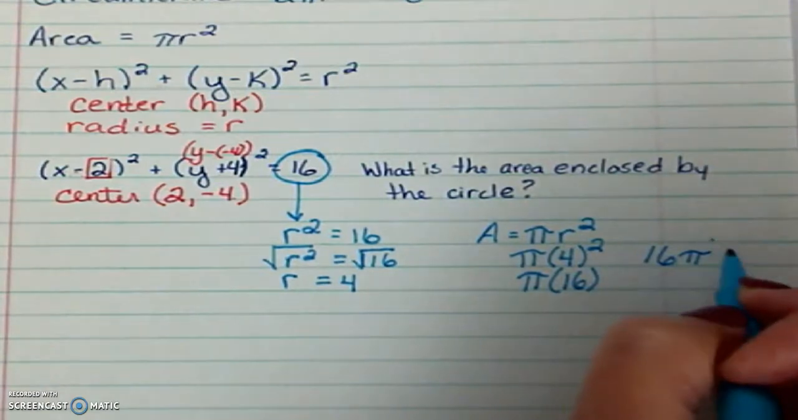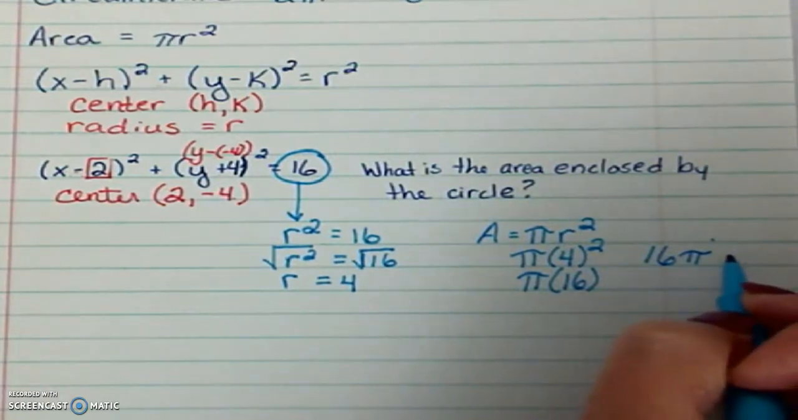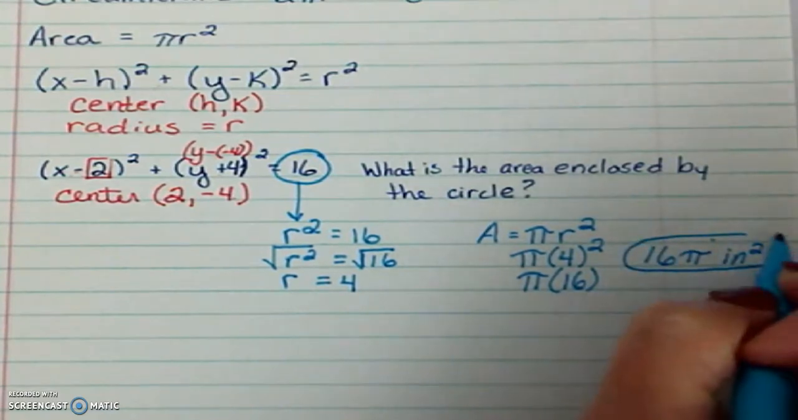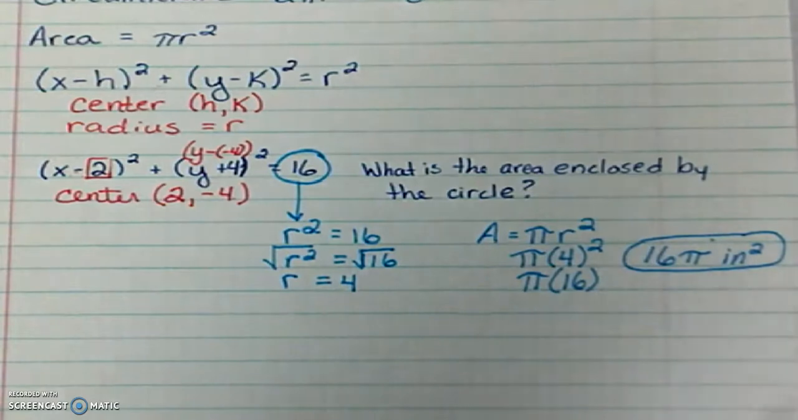And you would have square units. If I gave you units, say it was in inches, then it would be square inches. But I don't think anything on the ACT test is going to ask you for units. They're just going to give you something like 16 pi.